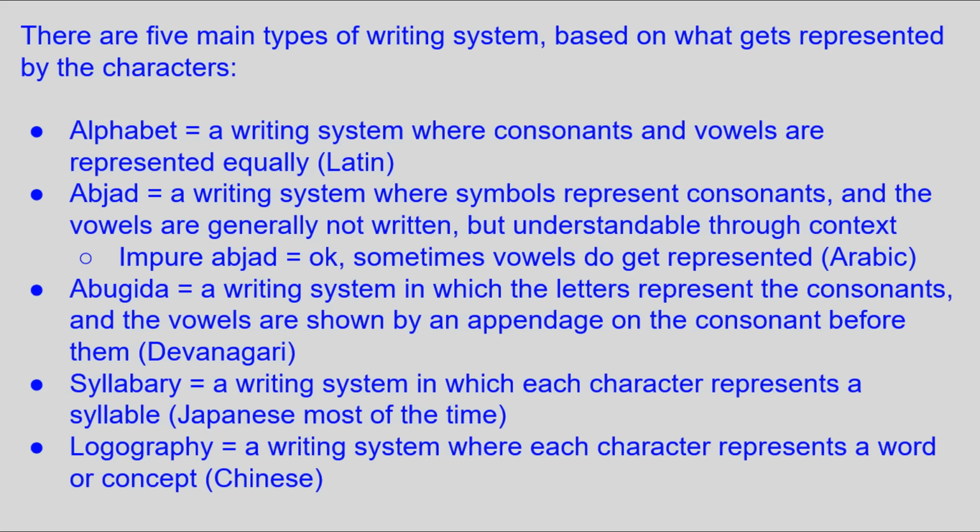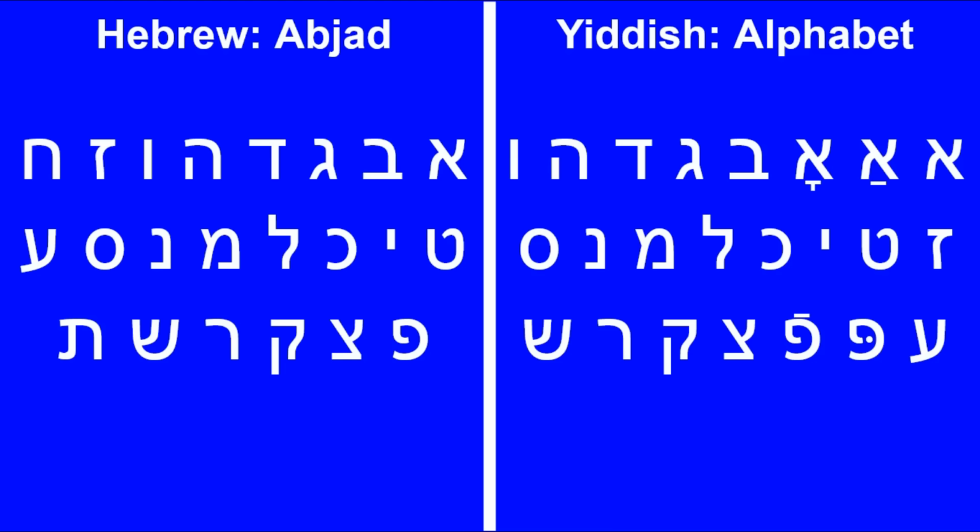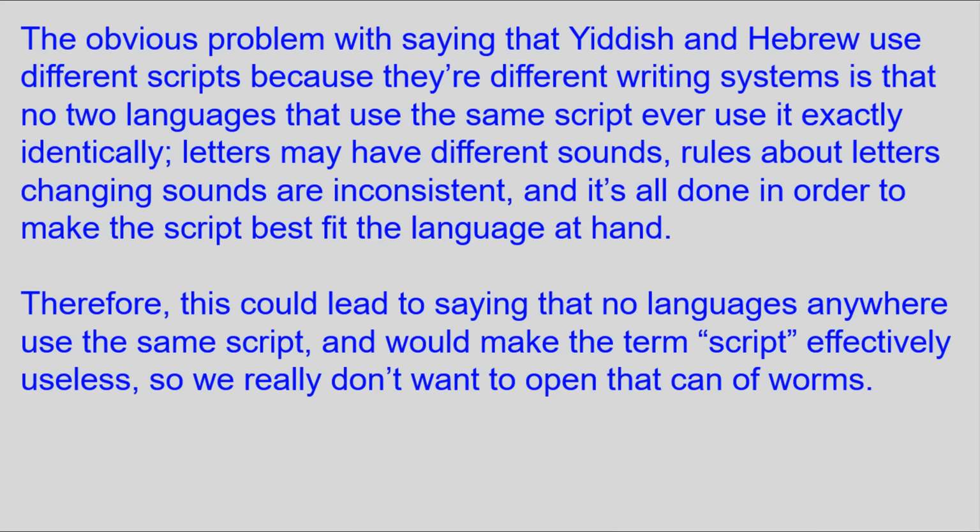So for our final point of ridiculousness, circling back to the types of writing systems defined earlier, Hebrew, as we've been over, is written with an abjad. Unrelatedly, Yiddish is written with an alphabet. So since those languages use different script types, clearly they use different scripts. Wait, what do you mean they use the same script? So these languages don't even fall into the same broad category of writing systems, but they use the same basic set of letters, so they use the same script? Okay. I guess. Although the obvious problem with my challenge here is that no two languages ever use their shared script exactly the same way.